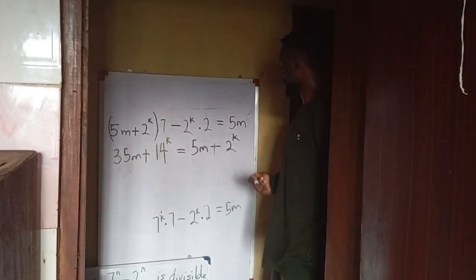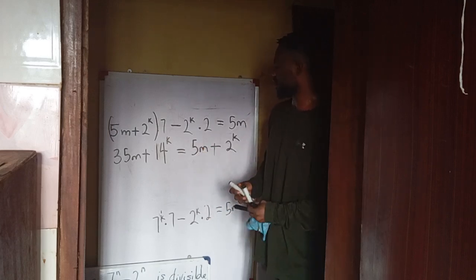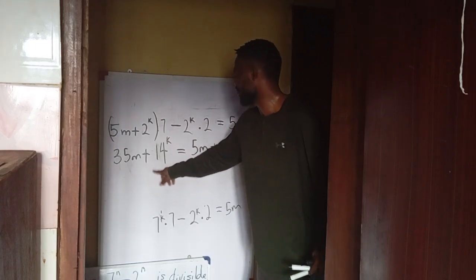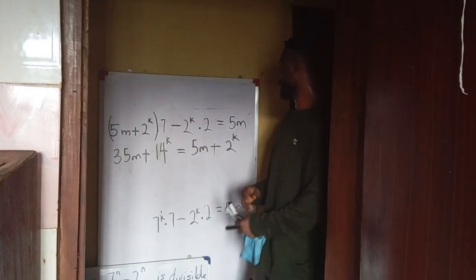Okay. Now notice that at this junction, what am I trying to make the subject of the formula here? I can say at this junction, let this one as well cross the equality sign. I can say let this cross the equality sign.